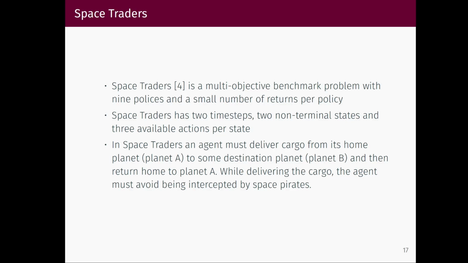Space traders only has 2 time steps, 2 non-terminal states, and 3 available actions per state. The overall goal of space traders is that an agent must deliver cargo from its home planet A to some destination planet B, and then return home again. It must avoid space pirates. If they encounter space pirates, there is a chance that the ship will be destroyed and the mission fails. So we're trying to minimize the time taken to complete the mission, and also maximize mission success.